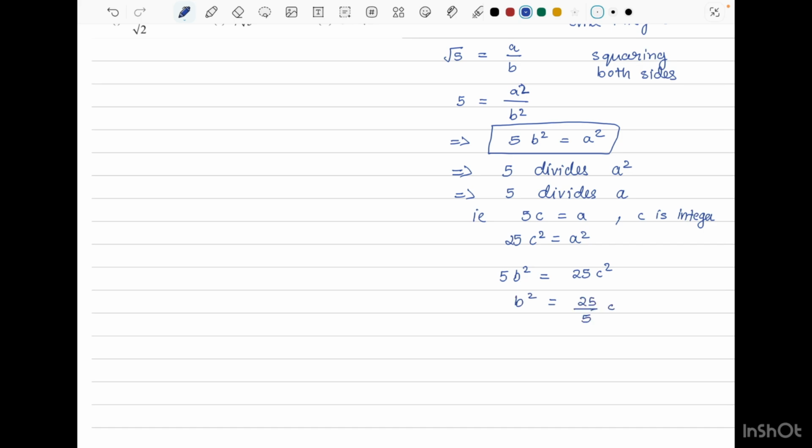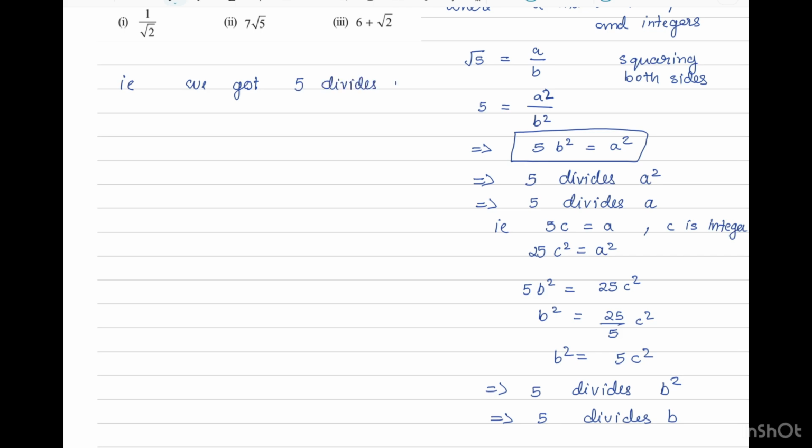This value of a square can be substituted in the first equation. 5 into b square equal to 25 into c square. From this we get b squared equal to 25 by 5 into c square. That is b squared equal to 5 into c square, which implies 5 divides b square, that is 5 divides b. So we got 5 divides a and 5 divides b.